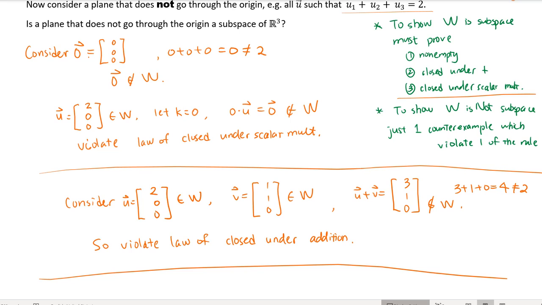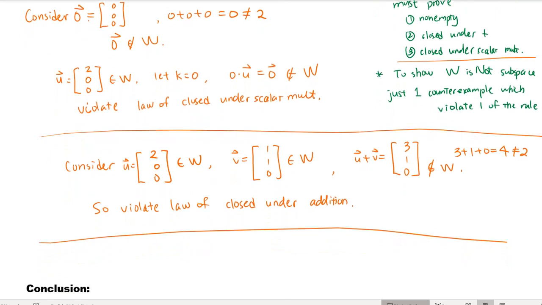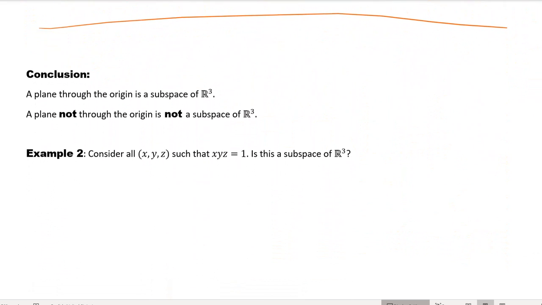Okay, so far so good, everyone? Let's continue. Conclusion. A plane through the origin is a subspace. Yes. And a plane not through the origin is not a subspace of R3.